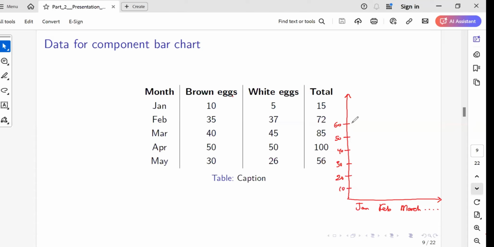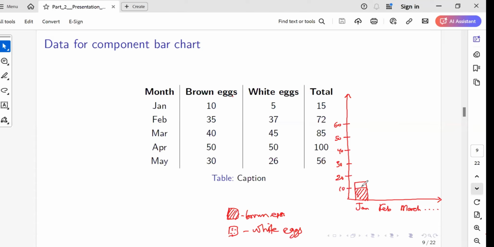Right, so for the month of January, once again, I'm going to choose the diagonal lines for brown eggs and the dotted ones for white eggs. So let's start with January. January has 10 brown eggs and 5 white eggs. For the component, I first do my brown eggs, which is 10 of them, and identify them as brown eggs. Then white eggs is 5, so I start from here and draw up. From 10 to 15 is 5 counts.